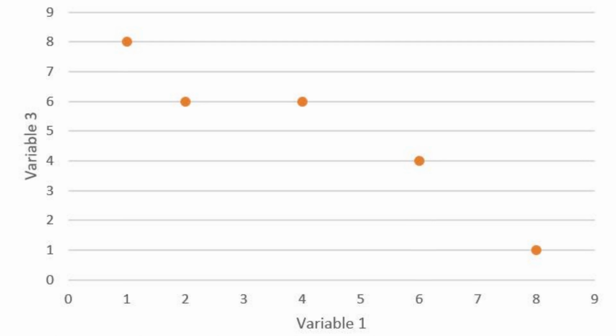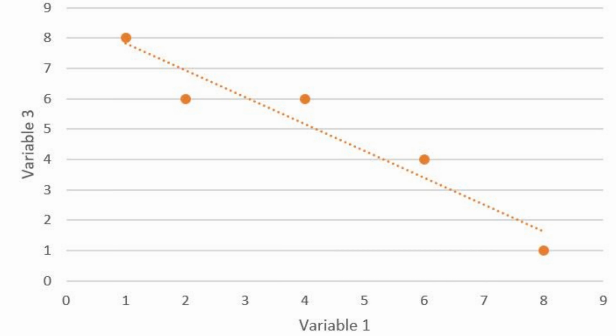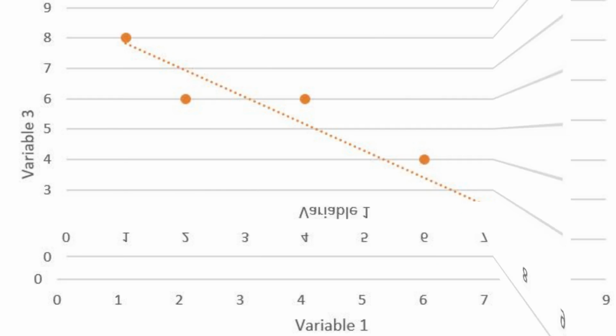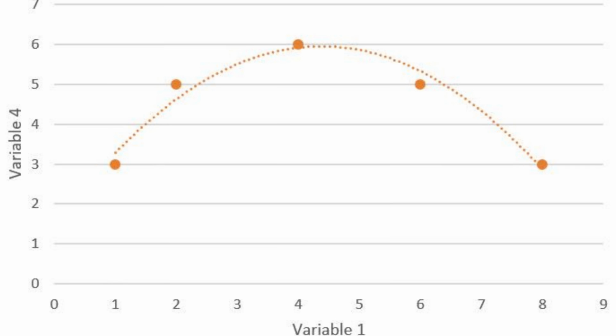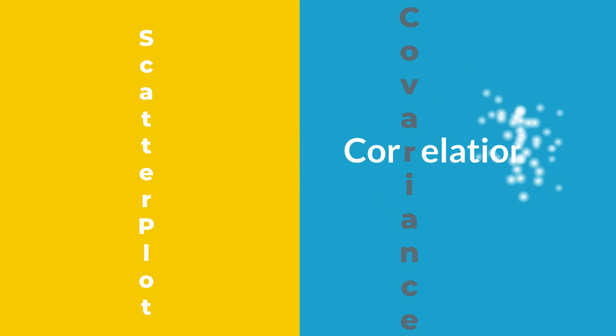Similarly, the scatter plot between variables 1 and 3 shows that they are linearly negatively related. It seems we might not be able to fit a straight line through the dots for the scatter plot between variables 1 and 4, so we have a nonlinear relationship between the two. In contrast to a scatter plot, which graphically depicts the relationship between the two data series, covariance and correlation express the same relationship using a single number.